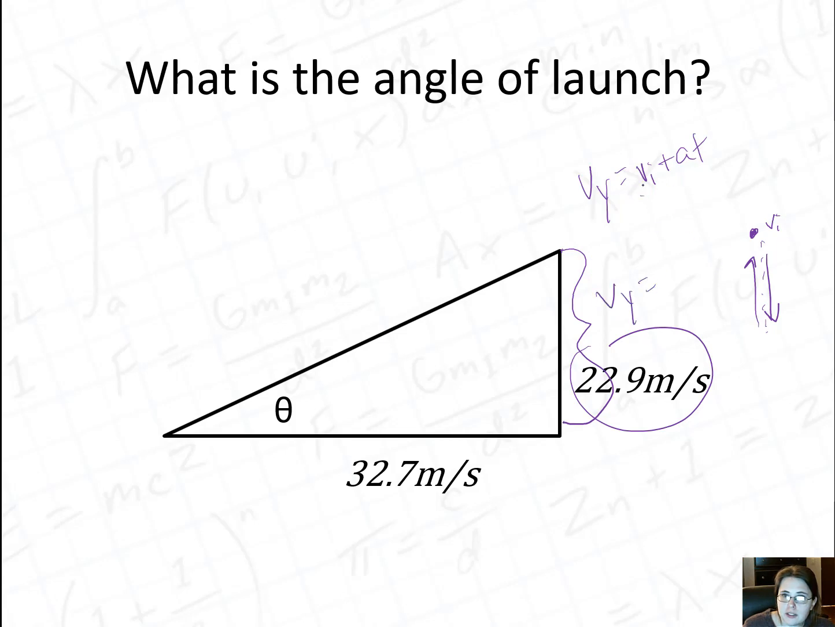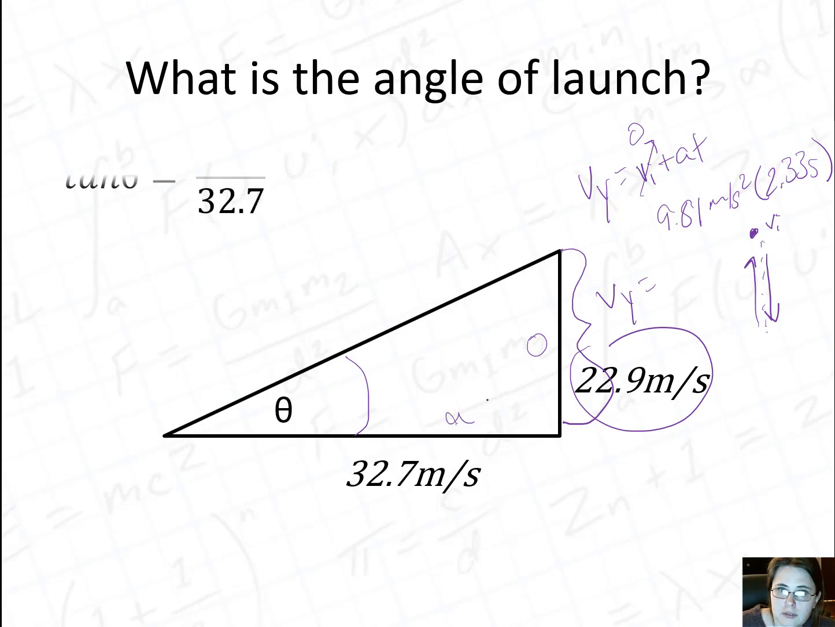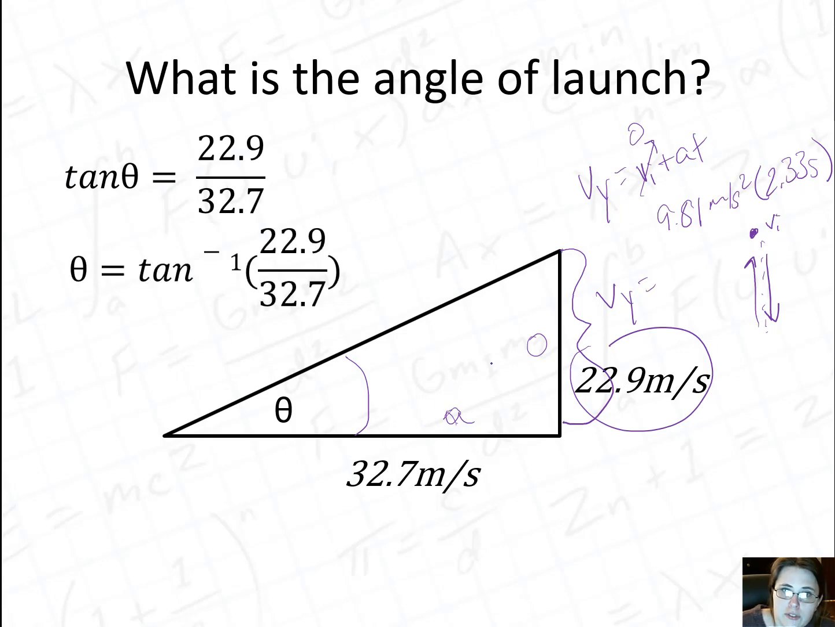So this is going to be Vy. And if we plug this in, this is 0. Like I said, it's 9.81 meters per second squared times 2.33, which was given to us. And that's 22.9 meters per second. So to get the angle of launch, it's going to be opposite over adjacent, so it's going to be tangent of 22.9 divided by 32.7. And when we plug it into our calculator, we have to use the inverse of tangent of 22.9 divided by 32.7, and we get 35 degrees.